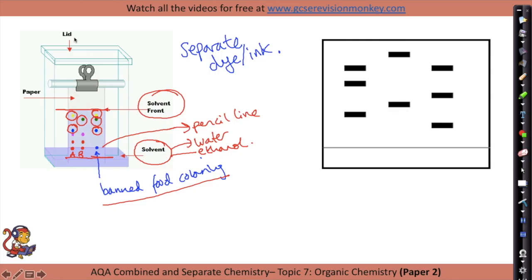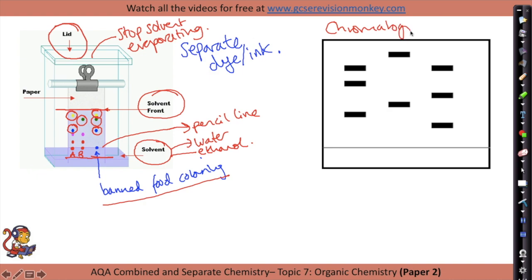A common thing that they might ask in the exam is why you would want to put a lid on the experiment, and that is to stop the solvent from evaporating. You would then leave your chromatography paper to dry, and the picture that it creates is called a chromatogram. Now in the exam they probably won't print those in colour, so instead you will just see them as dashed lines or dots.